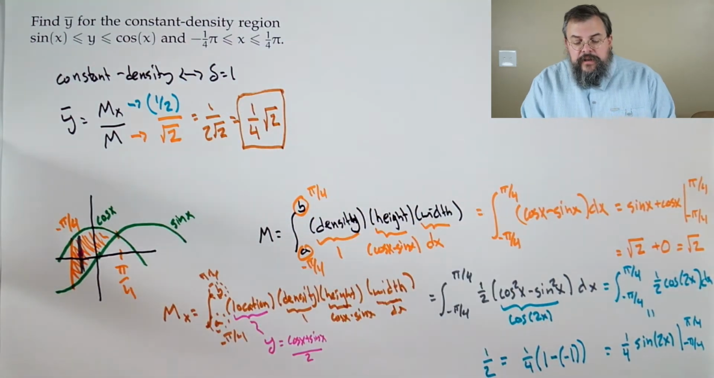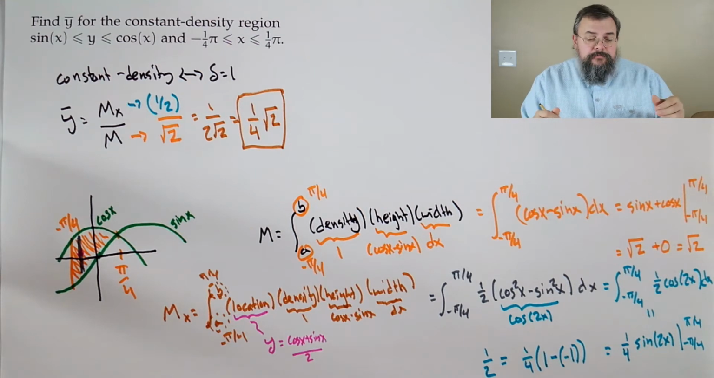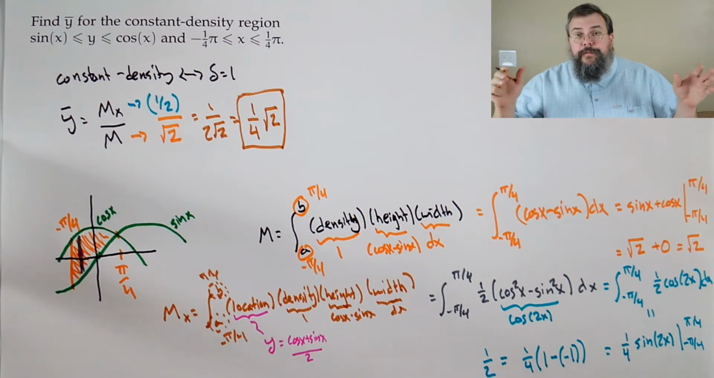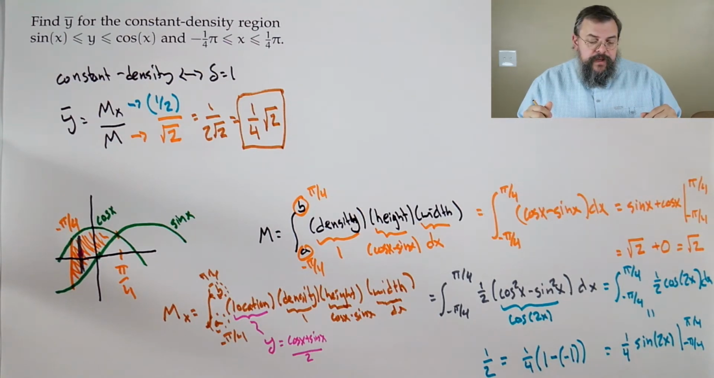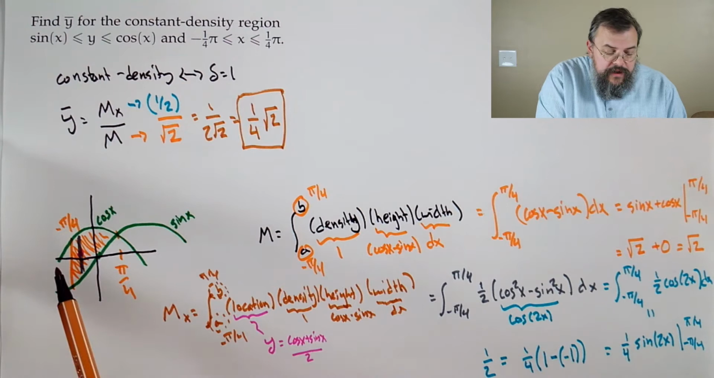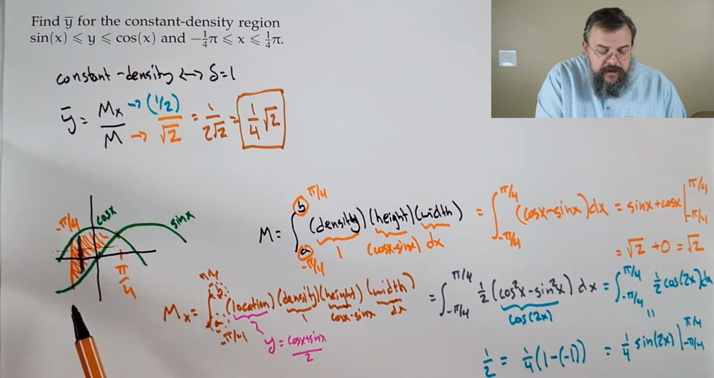And now we're done, but we should always stop and ask ourselves the question, is our answer reasonable? Because if it's not, we've made a mistake. Well, root 2 is like 1.4 something. Now, if you divide that by 4, 1.4 something divided by 4 is about 0.3 something. So it'd be roughly somewhere along here.